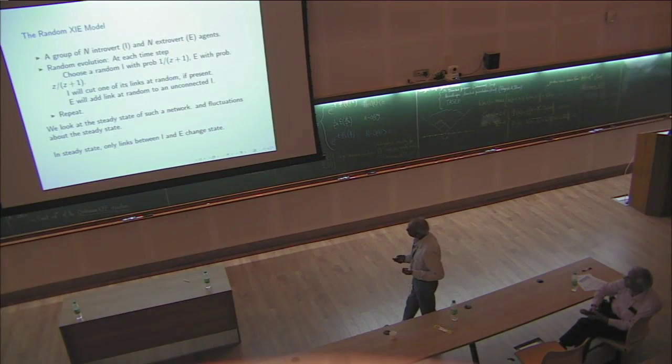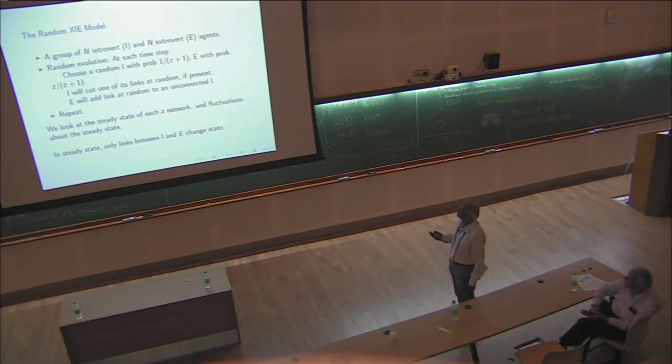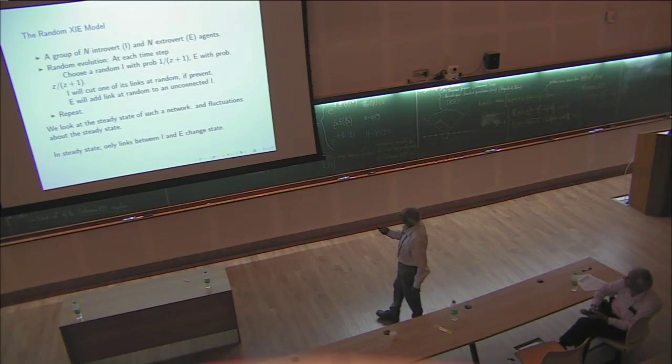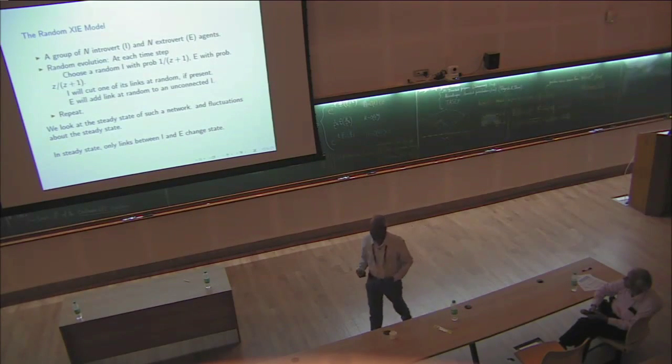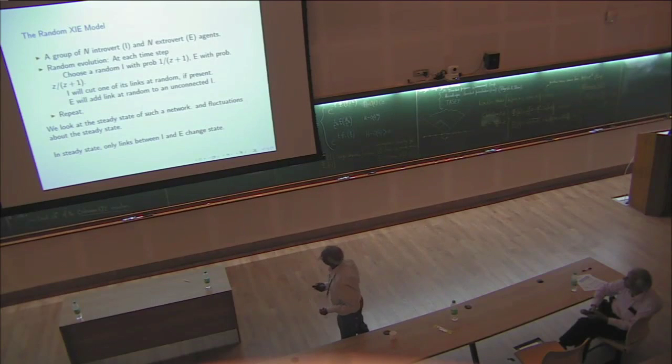Okay, so first let me tell about this random XIE model. So there are n introverts and n extroverts. At each time step, we choose either an introvert or an extrovert, and you can choose them with a bias towards one or the other. So Z is a parameter which chooses the bias, whether you choose introvert or extrovert. Introvert will cut links at random, extrovert will add links at random, and you keep on picking people at random and giving them a chance to update.